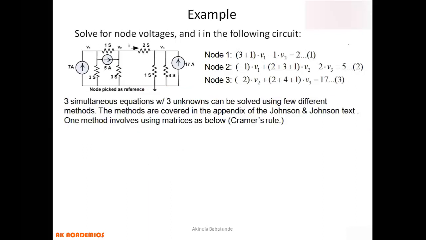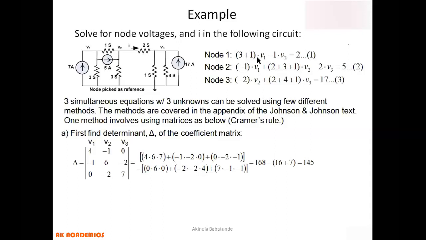To find your V3, the easiest way to solve three simultaneous equations with three unknowns is to use Cramer's rule. That's going to make life easy for you. You can also try to use the substitution method if you know what you're doing. Whatever it is you want to use, use it well. Don't make any mistakes at all. I would recommend that you use Cramer's rule. It's one of the easiest concepts.